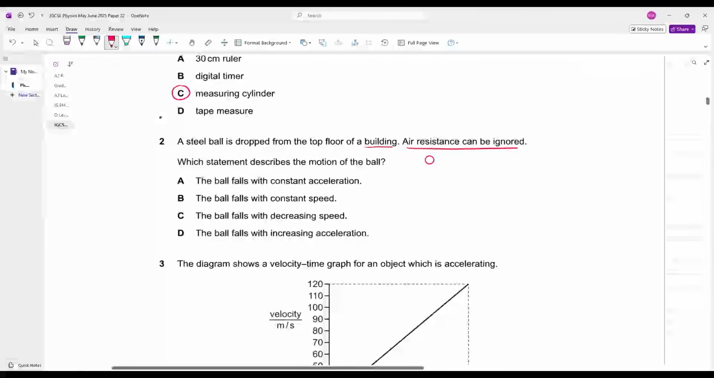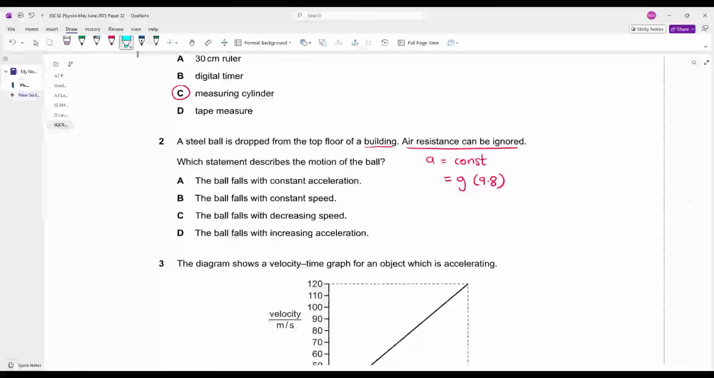बेटा जब भी आपकी एयर रेजिस्टेंस इग्नोर हो जाती है, whenever air resistance gets ignored, your acceleration becomes constant, and that constant value is equals to the gravitational field strength. Okay. अब अगर आप अर्थ पे हो तो आपकी ग्रेविटेशनल फील्ड स्ट्रेंथ 9.8 होगी. सिंपल. So whenever air resistance is ignored, you can write this as a key point as well.